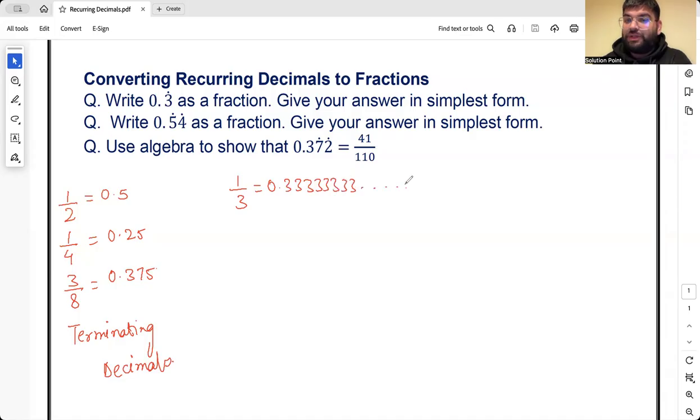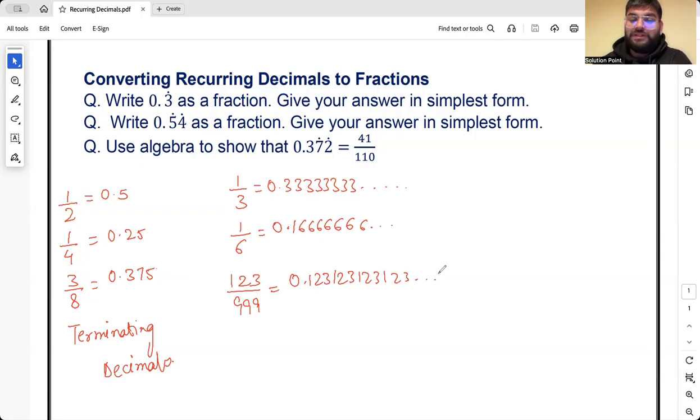You may have also come across fractions like 1/3, which is 0.333333333 and so on, never-ending 3. Or 1 over 6, which is 0.166666666, never-ending 6. Or 123 over 999, which is 0.123123123, never-ending this pattern. Since these digits do not terminate and keep on repeating, these are called recurring decimals.